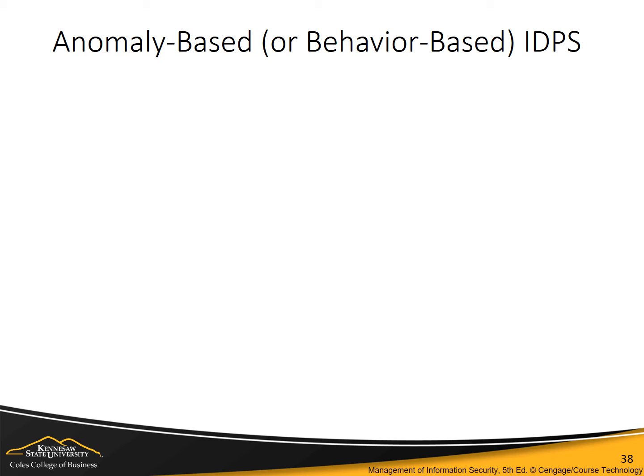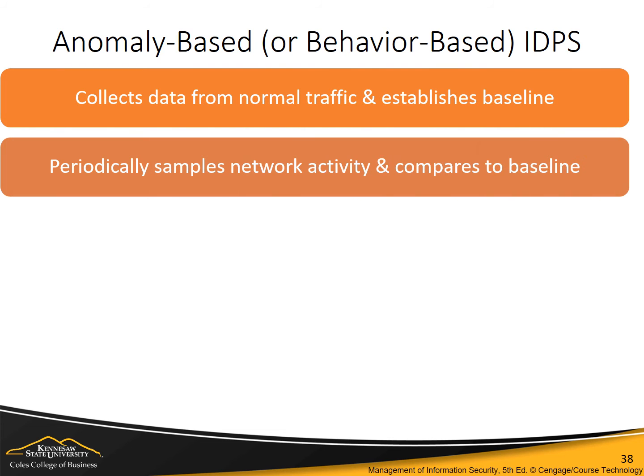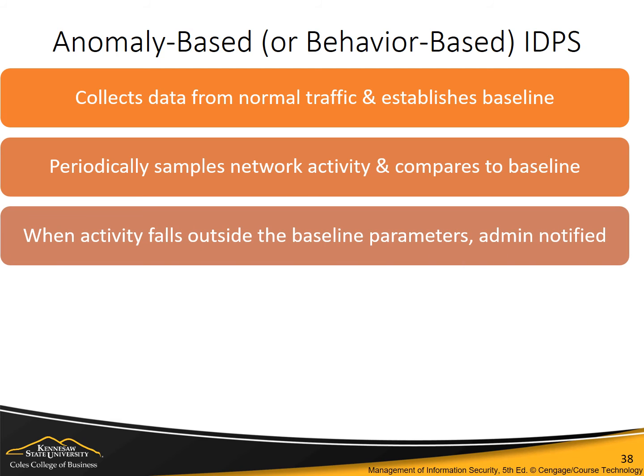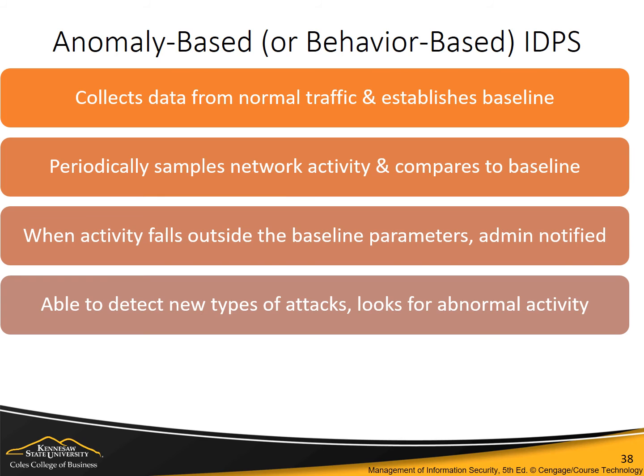The anomaly-based IDPS, or behavior-based IDPS, first collects data from normal traffic and establishes a baseline. It then periodically samples network activity and compares the samples to the baseline. When the activity falls outside the baseline parameters, or clipping level, the IDPS notifies the administrator. The advantage of this approach is that the system is able to detect new types of attacks as it looks for any type of abnormal or unusual activity.